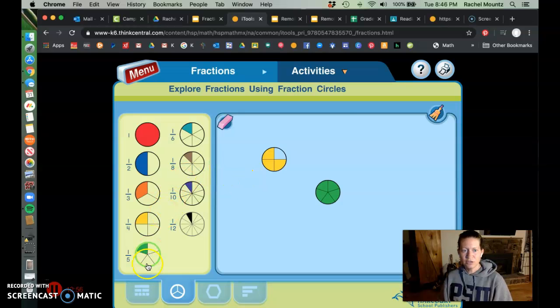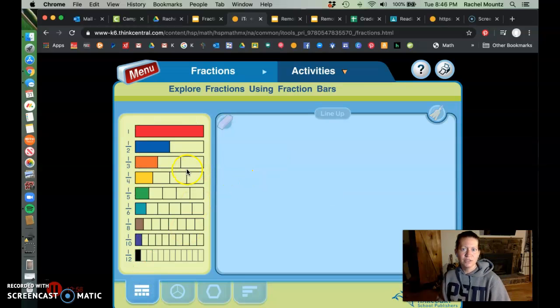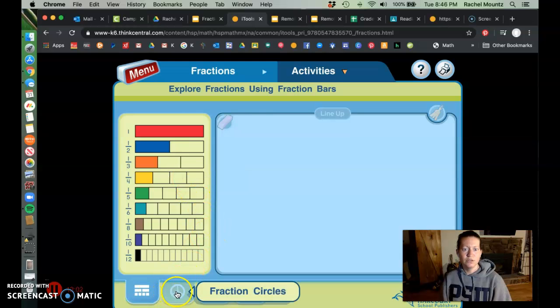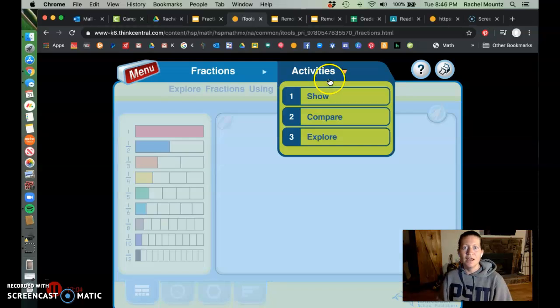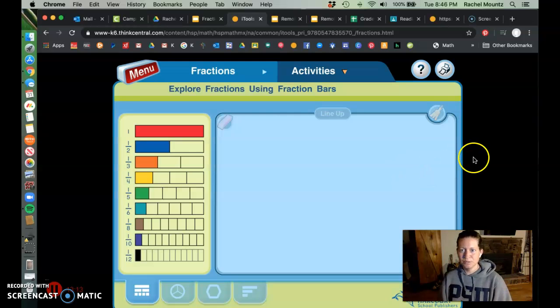You can do fraction circles. You can click the fraction bars at the bottom. The only thing is you're going to want to use those 2. Don't use the other tabs at the bottom. And you're going to want to do activities at the top. See where my mouse is? Explore. That's how you're going to be able to do what I just did. Okay? So your assignment today will deal with unit fractions.